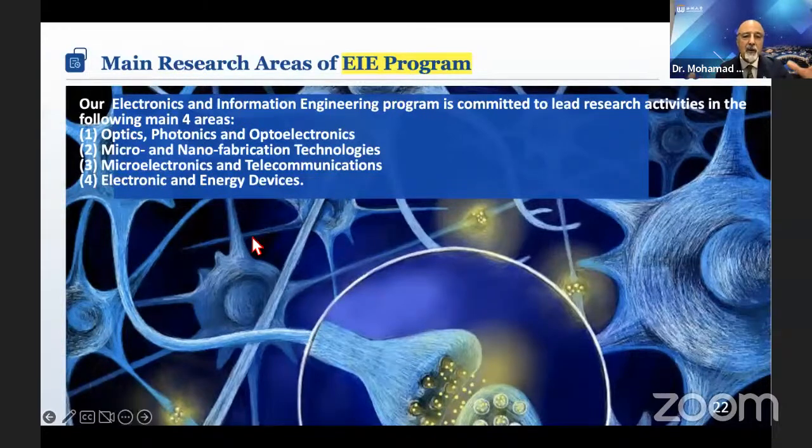This is kind of merging together to make this clear. So first is optics, photonics, and optoelectronics, everything related to optics, to photonics. The second is micro and nano-fabrication technology. The third is microelectronics and telecommunication, and number 4 is energy, meaning electronic and energy devices, not only systems, but devices too.